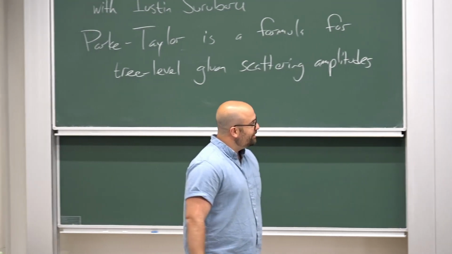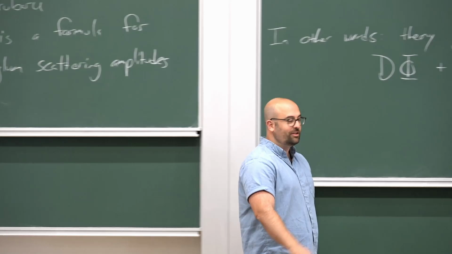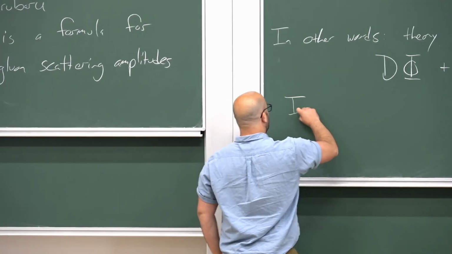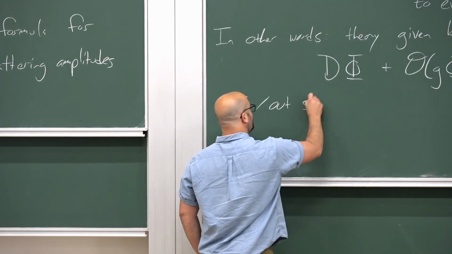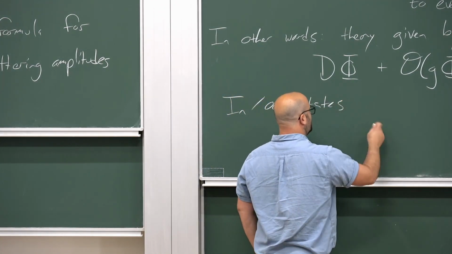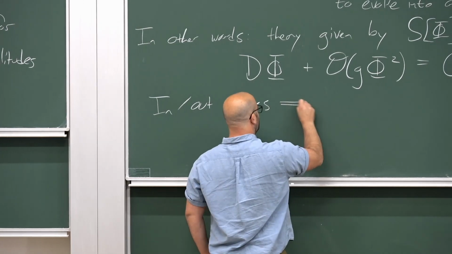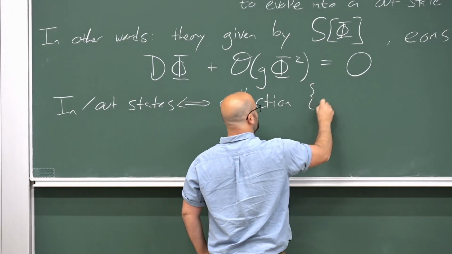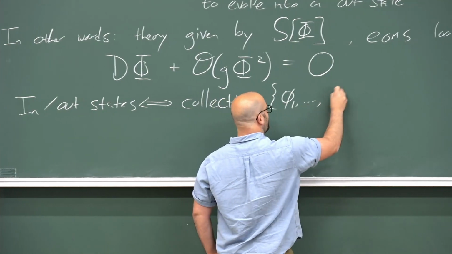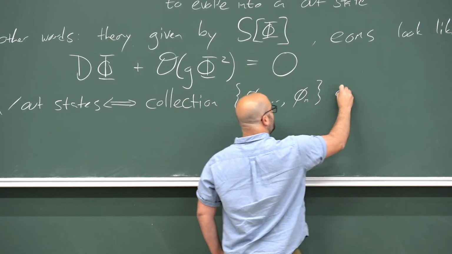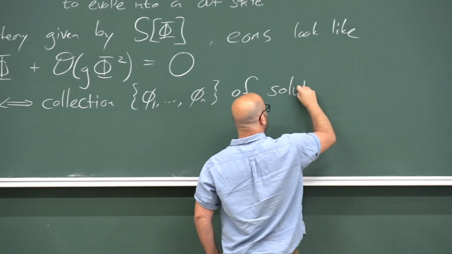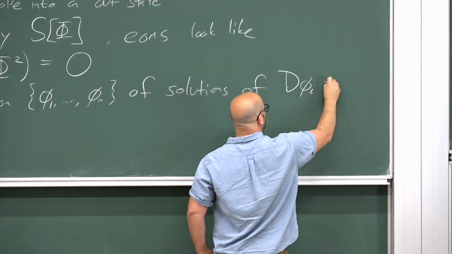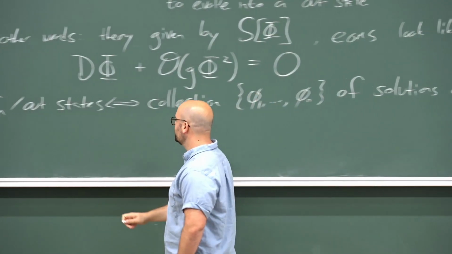So to define a tree-level scattering amplitude, the first thing I need to talk about is what I mean by the in and the out states. So the in or out states are just a collection, we call them little phi 1 to little phi n, of solutions to the linearized equation of motion with appropriate boundary conditions.